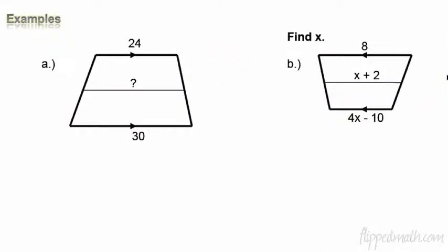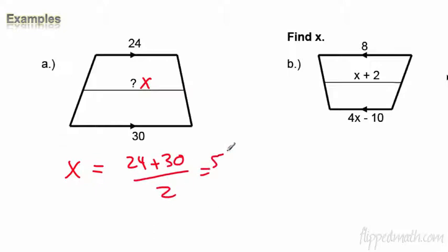So what does that look like with numbers? Add the two bases. Let me put an x on here. So what does x equal? X equals the average of the two bases. The average is 24 plus 30, and you divide that whole thing by 2. So that's going to equal 54 divided by 2, which is 27.